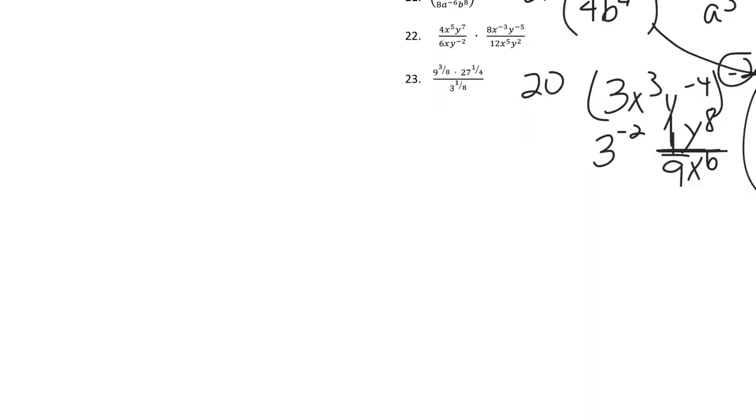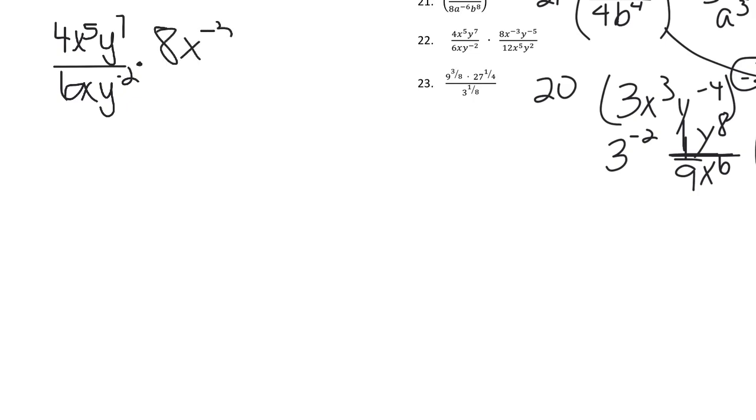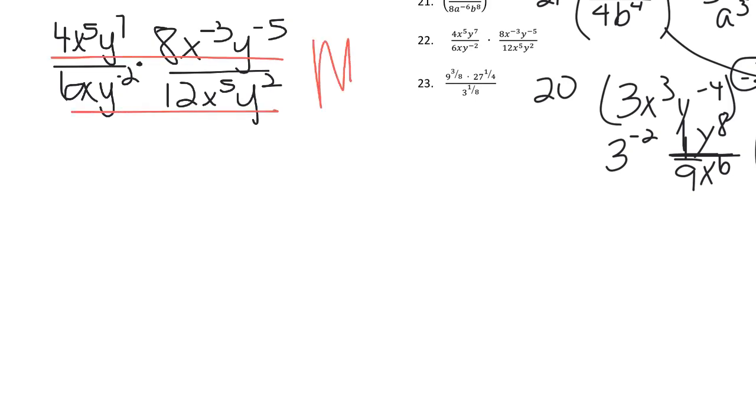All right, number 22. 4x to the 5th, y to the 7th over 6x, y to the negative 2, times 8x to the negative 3, y to the negative 5, over 12x to the 5th, y squared. So again, my preference is I'm going to do the top, combine that together, and then I'll do the bottom, and then I'll do the division in the end.